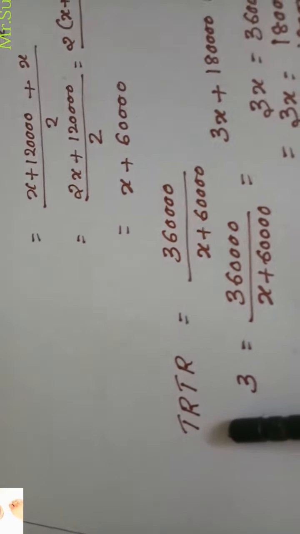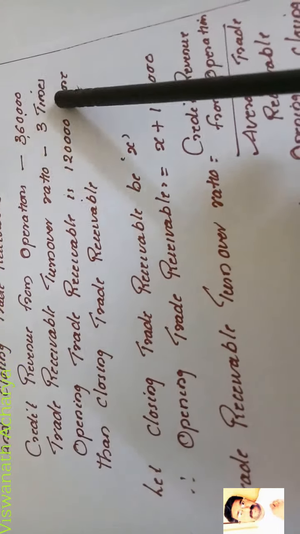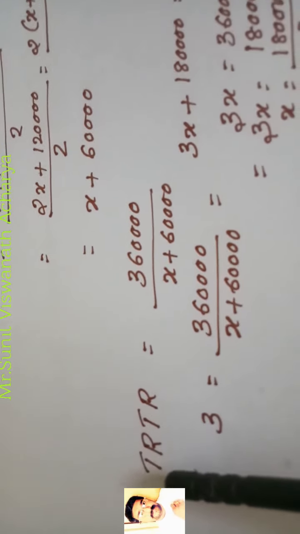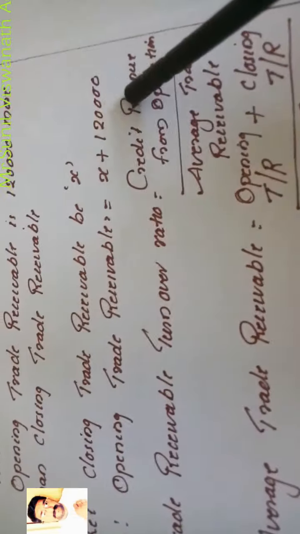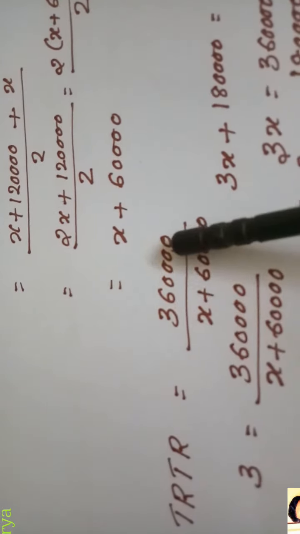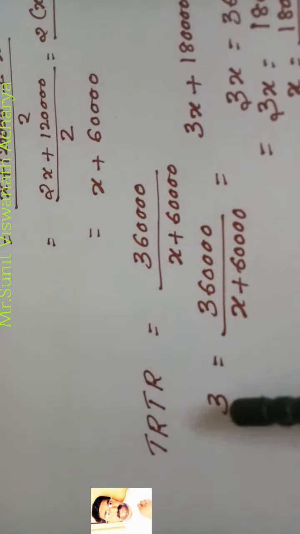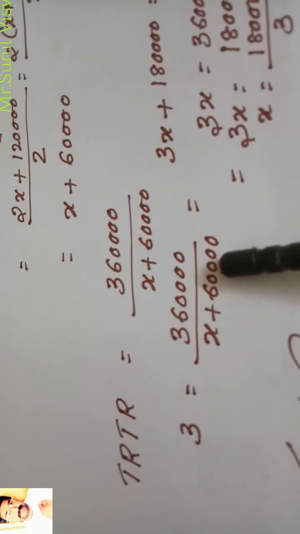Now we can come back to the equation. In the question, trade receivable turnover ratio is given 3 times. Here I have written the short form only; don't use the short form in exam. Trade receivable turnover ratio is equal to, we know, net credit revenue from operation, given in the question 3,60,000, divided by average trade receivable. Average trade receivable we calculated now as X plus 60,000. Now trade receivable turnover ratio given in the question is 3 times. So we can write 3 is equal to 3,60,000 divided by X plus 60,000.